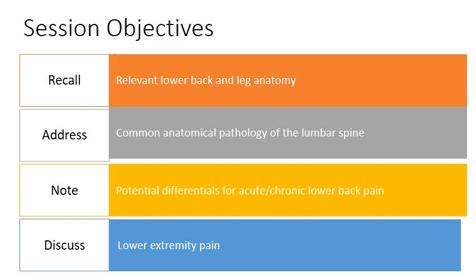Our session objectives today are to discuss the relevant lower back and leg anatomy, talk about the common anatomical pathology of the lumbar spine that presents as low back pain, talk about the potential differential diagnosis that produces acute or chronic low back pain and leg pain, and then we're going to go on and discuss pain confined just to the lower extremity.